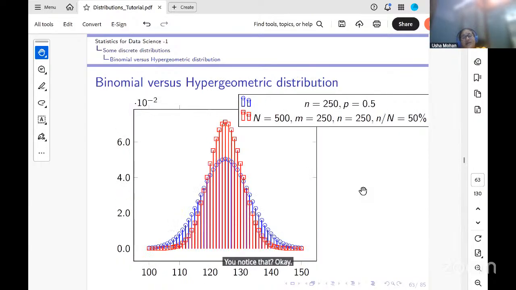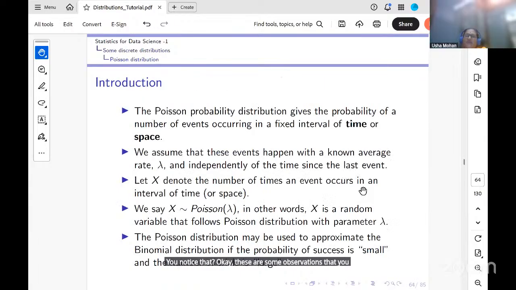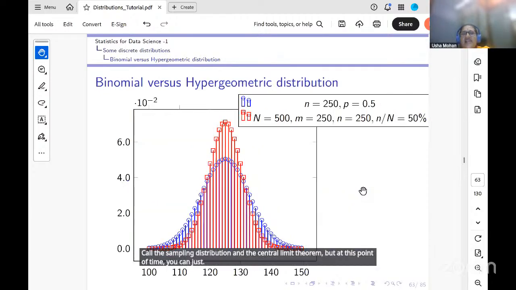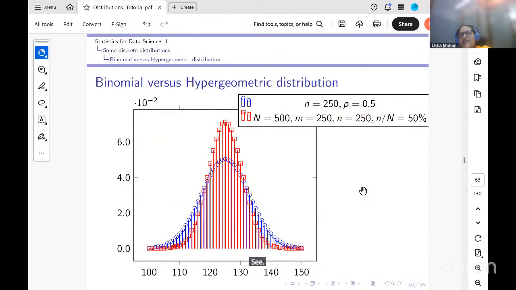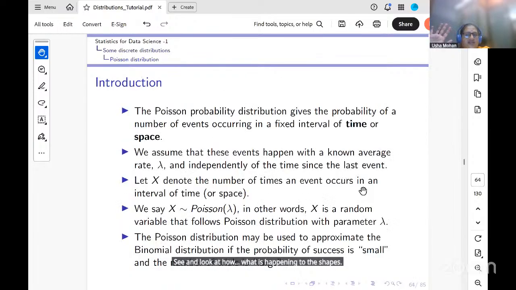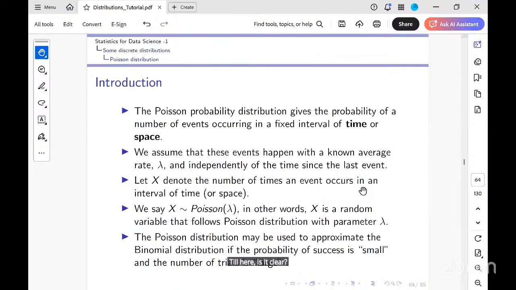These are some observations that you have here. When you do your Stat 2, this would actually lead to what is called the sampling distribution and the central limit theorem. But at this point of time, you can just look at what is happening to the shapes. Till here, is it clear?